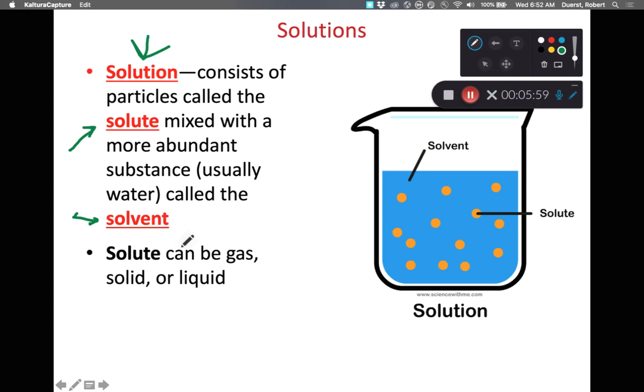Almost always, our solvent of the human body is going to be water. Water is very commonly going to be used as the solvent, and most of the time, water is what we have the most of in a solution. And then the solute is typically what we have less of in the solution. Common examples of solutes include hydrogen ions, glucose molecules.